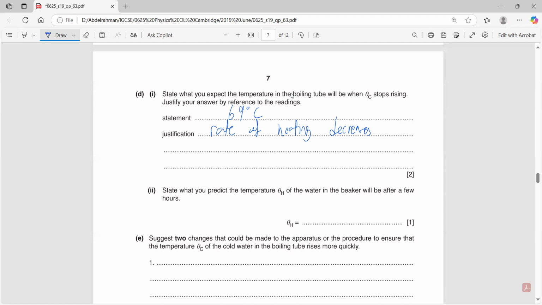When will it reach the room temperature? After you leave the beaker for a few hours, it would reach the room temperature, which is 21 degrees Celsius. If you leave the beaker for several hours, it would reach the room temperature. So this is when you can say, yes, it would reach 21 degrees Celsius.